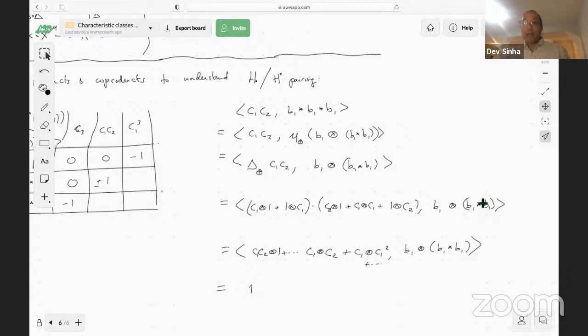C1 squared on B1 star B1, we have to actually use the product coproduct compatibility once again. So C1 tensor C1 squared on B1 tensor B1 star B1. The first term of this is equal to 1. The second I claim is equal to 2. Signs do matter, but this is equal to 2. And so that's 3.